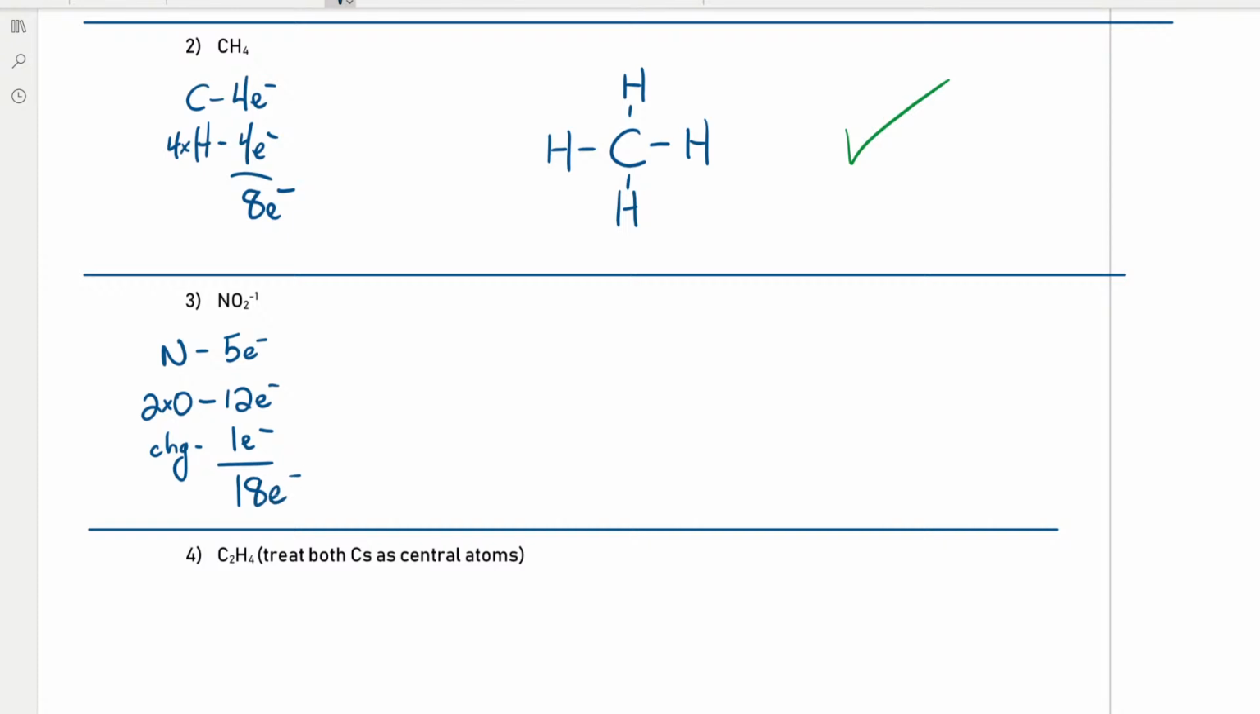Let's see what that looks like. So we're going to put nitrogen in the middle. We're going to put an oxygen on each side. We're going to draw a single bond. Then our practice is going to be to complete the octets of the surroundings.